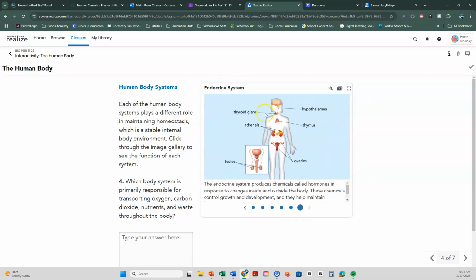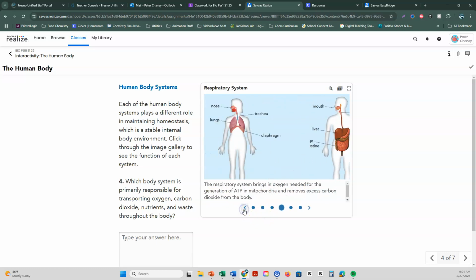And then lastly, we have the endocrine system, which includes the hypothalamus, the thalamus, the thyroid gland, the adrenals, the ovaries, the testes. The endocrine system produces chemicals called hormones in response to changes inside and outside of the body. These chemicals control growth and development, and they help maintain homeostasis.